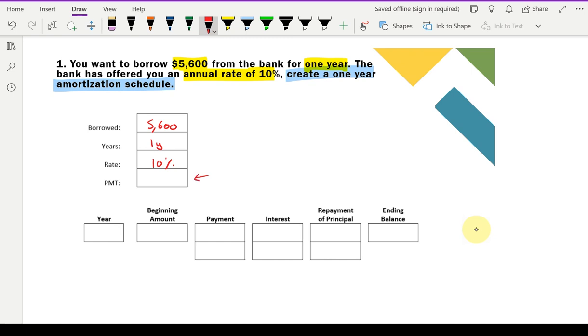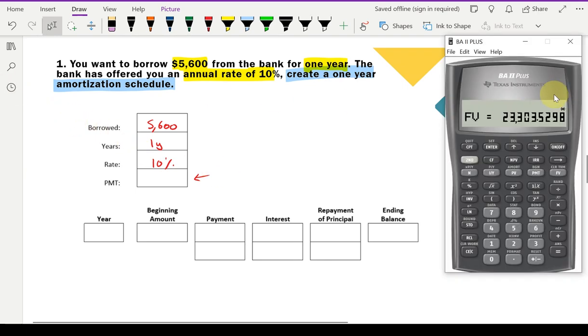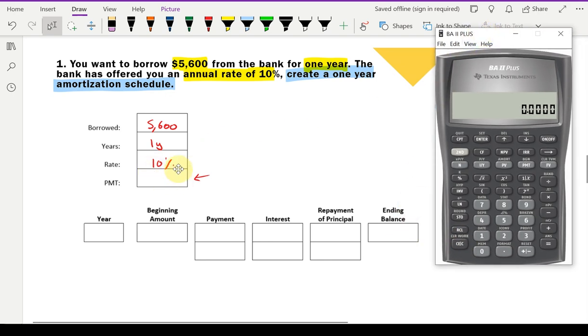We need to calculate the payment. Now, I will say this, our rule of thumb of pluses and minuses starts to break down. We need to start keeping track of that on our own, okay? So let's clear our time value of money. So what are we going to do? What's really important for these amortization tables is the first thing is you need to find the payment, okay? So we're going to use our time value of money keys to find out how much we should be paying.